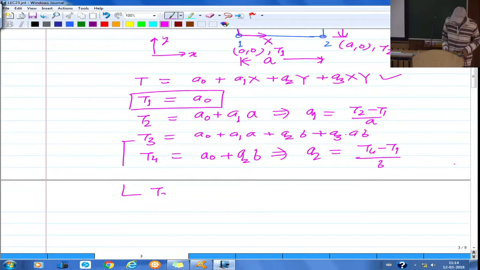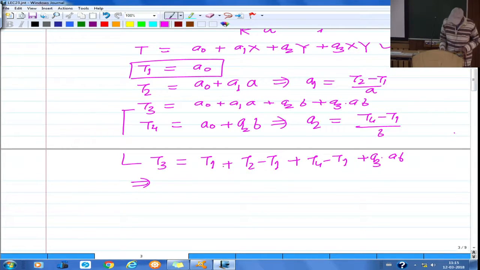So if you look at the equation itself, T3 is equal to A0, which is T1 as we have written, and then A1 we have written as T2 minus T1 upon A, into A, so you simply get T2 minus T1, and then A2 we have got as T4 minus T1 upon B, so it becomes T4 minus T1, and then A3 into A into B.